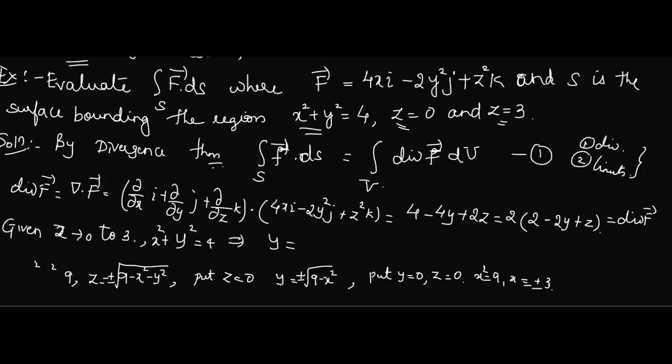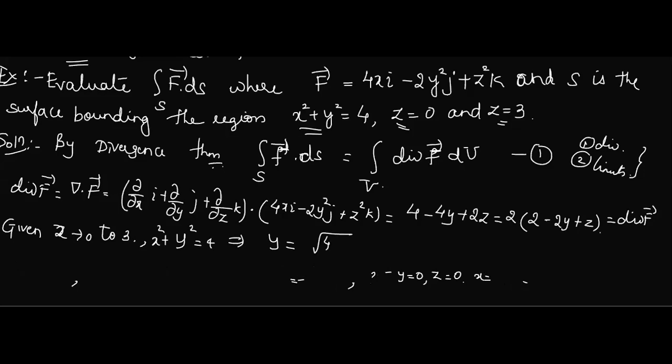Tell me what you'll get. Under the root? 4 minus x square. Yes. Under the root 4 minus x square, the only thing we have to take is plus or minus. Because if I take only one value, can I get the variation then? If I just take it as only a positive value, no, I will not get it. Correct? So here plus or minus, we have to take it.